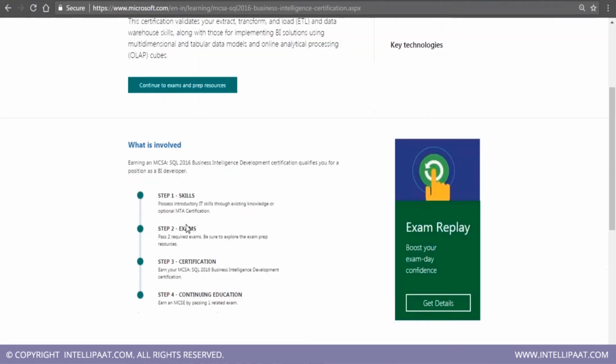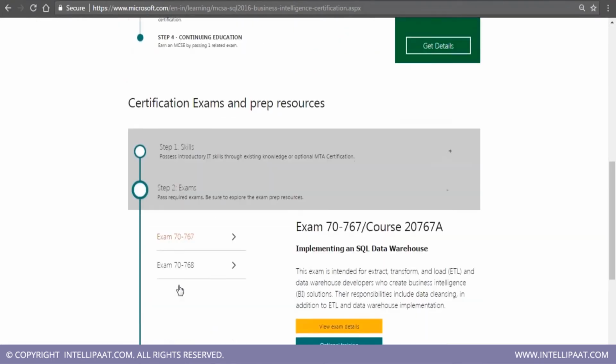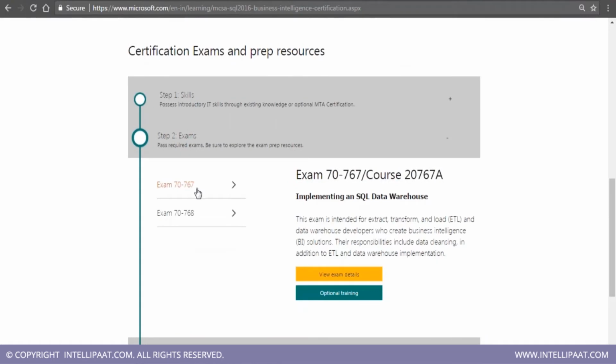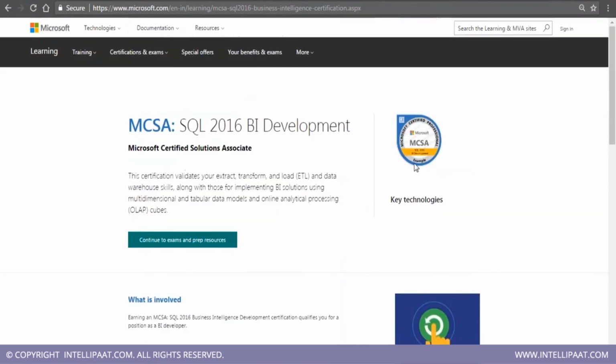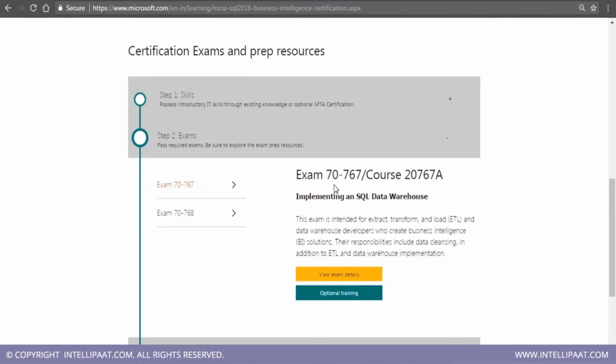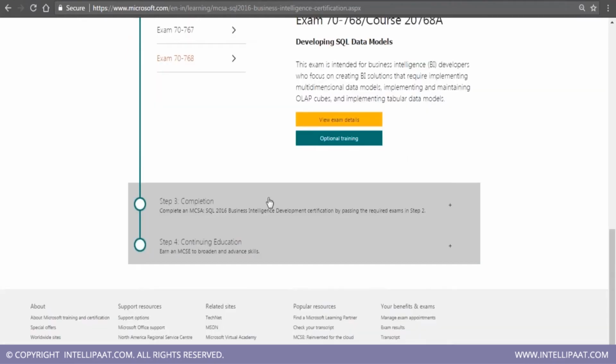And if you click on exams, this will take you through all the exams that you have to take. To become an MCSA, you have to take two exams. One is 70-767, and the other is 70-768. One is Implementing a Data Warehouse, and the other is Developing SQL Models.